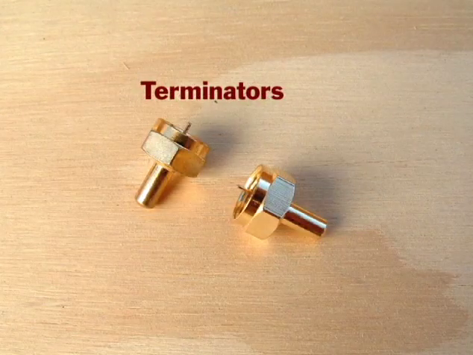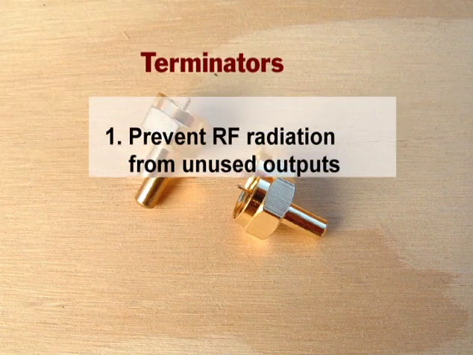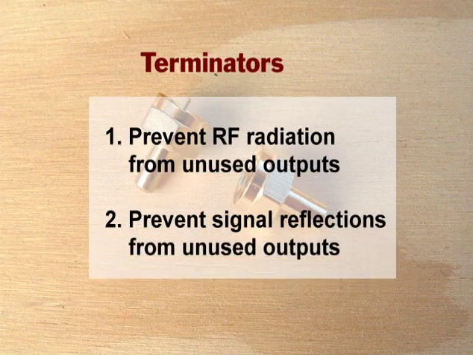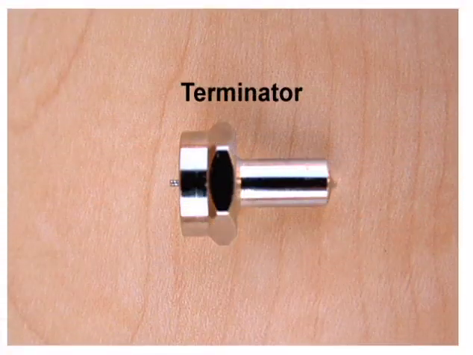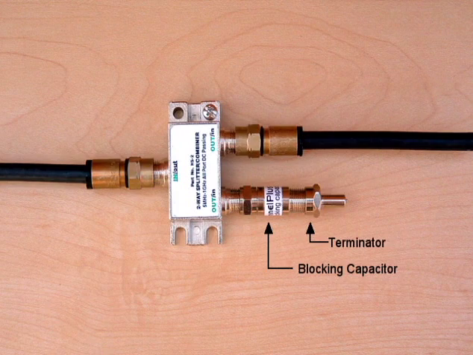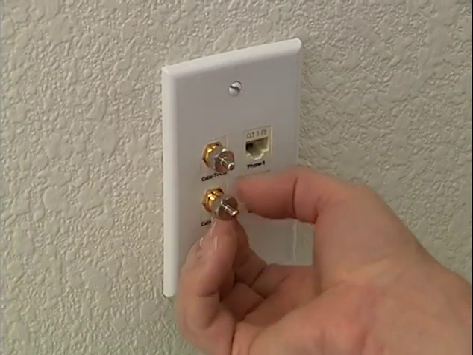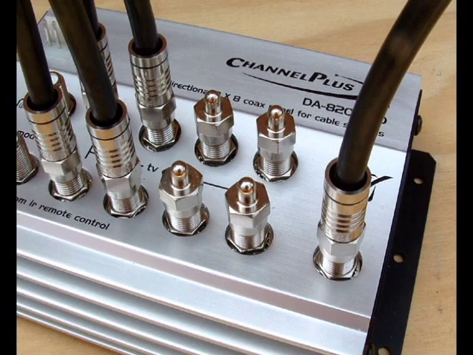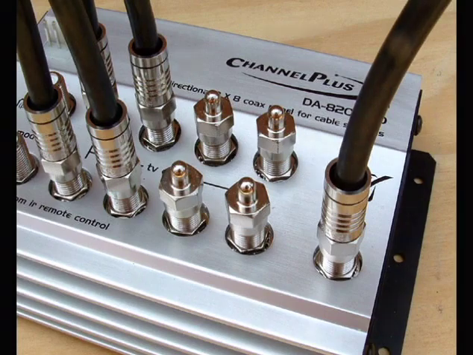Screw-on terminators are used on any unused RF device input or output for two reasons: to prevent possible radiation of RF from the system, and to prevent any output signal from being reflected back to the source and causing possible signal distortion. They contain a 75 ohm resistor from the center conductor to ground. Make sure there's no DC voltage where they're used. You can also combine them with a DC blocking capacitor if necessary. They must be used on any unused outlet connector or unused output from an active or passive device.